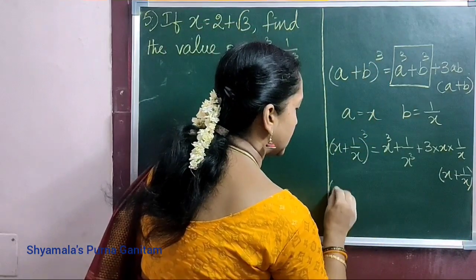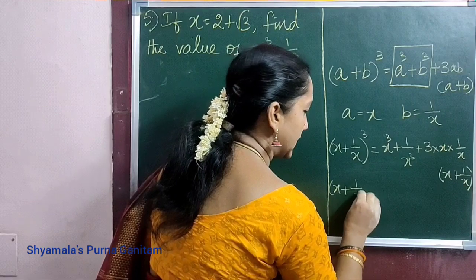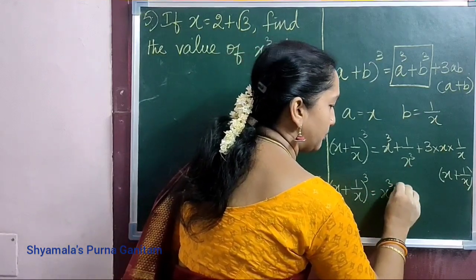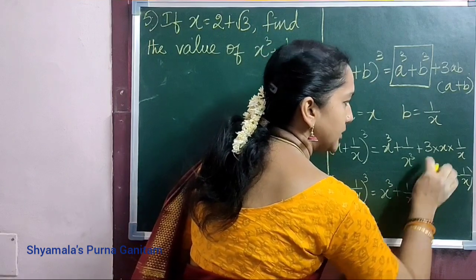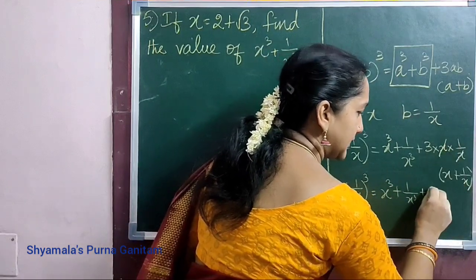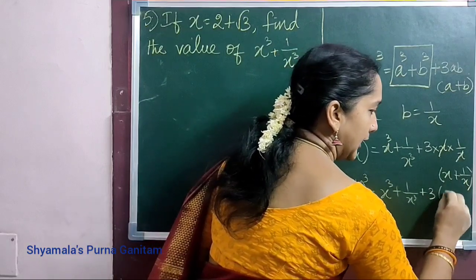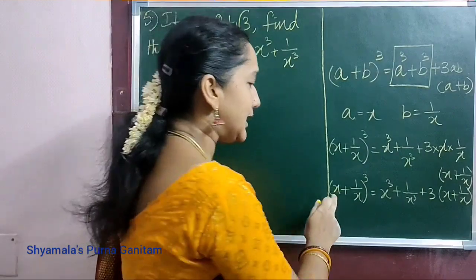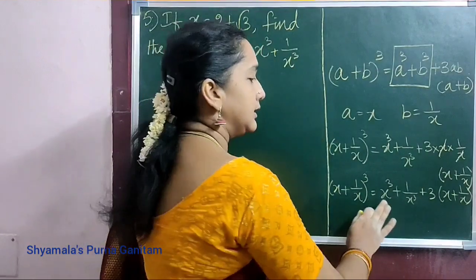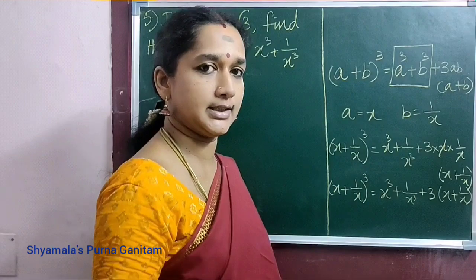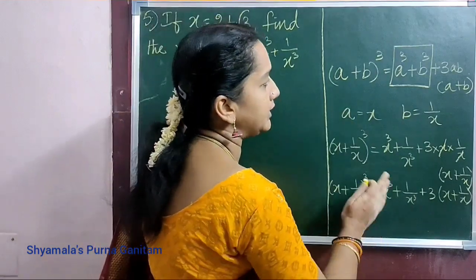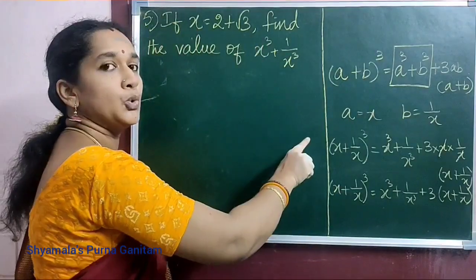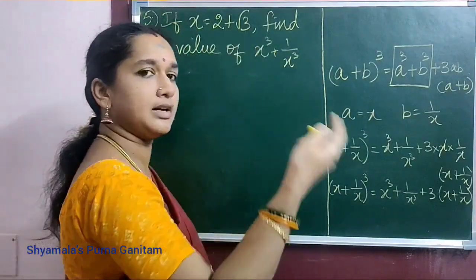So what you will get? x plus 1 by x the whole cube is equal to x cube plus 1 by x cube. Here this one will get cancelled. Plus 3 into x plus 1 by x. So if we know x plus 1 by x, this sum can be solved easily. Okay. So how you are getting this? First you have to give the explanation here. Okay. Then if you apply that in the given question, that is very easy.